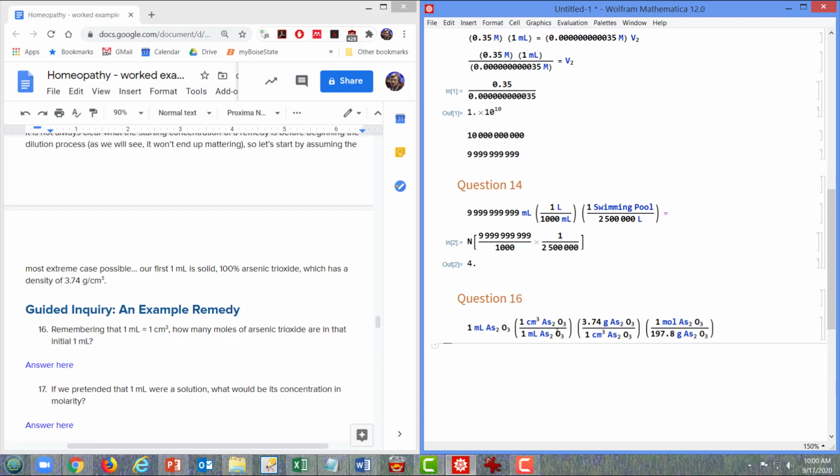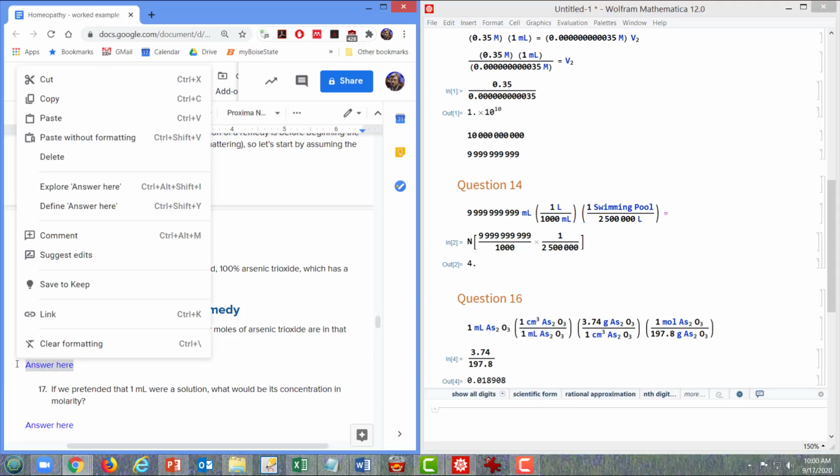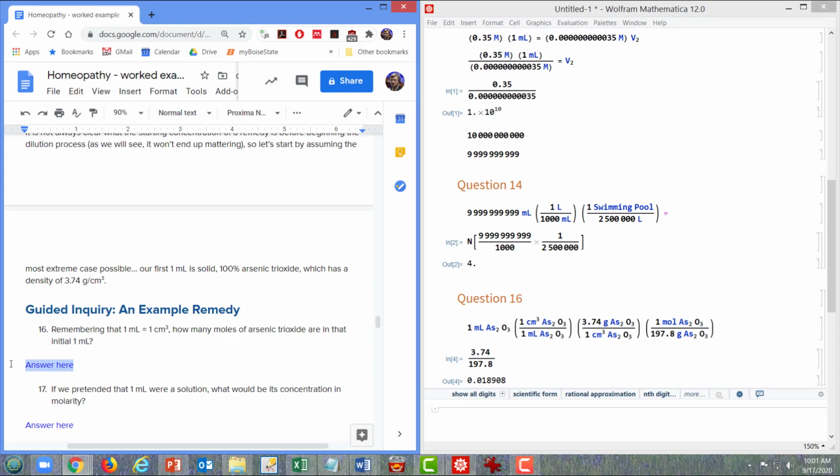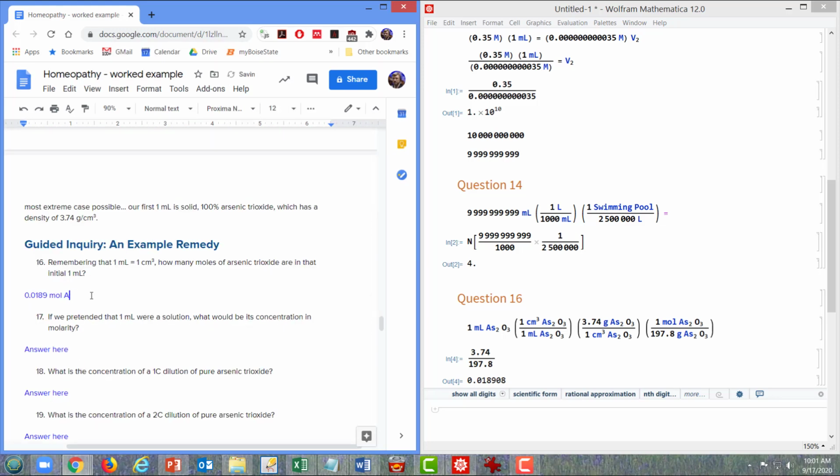And now we do the calculation. So notice everything cancels how we want, and we get moles. And so we now need 3.74 divided by this, which you plug into your calculator. And so we have an answer of 0.0189 moles of arsenic trioxide. Superscripts and subscripts are hard here. All right. So we have our answer to 16.